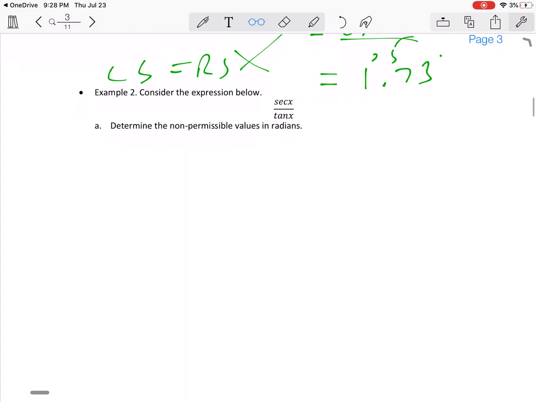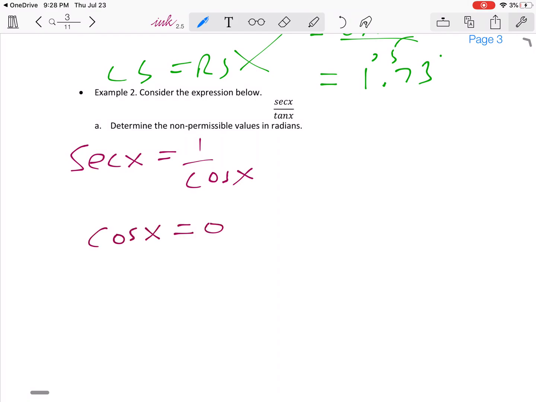So same idea. Let's try to find the non-permissible values. Okay, so secant x on the top there is equal to 1 over cosine x. Okay, so cosine cannot be 0, and cosine x equals 0. And so this question here we're going to do in radians. So it can't be equal to 0 for pi over 2, 3 pi over 2, and so on. Again, you can graph this on Desmos and you can find where it crosses if you're not sure.